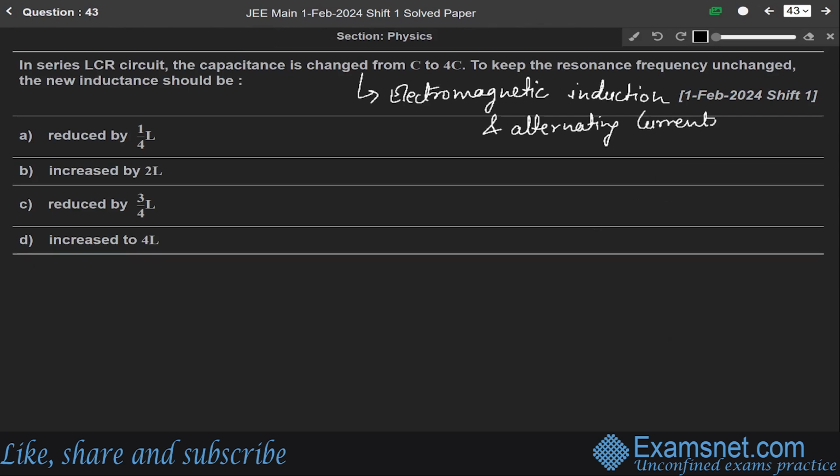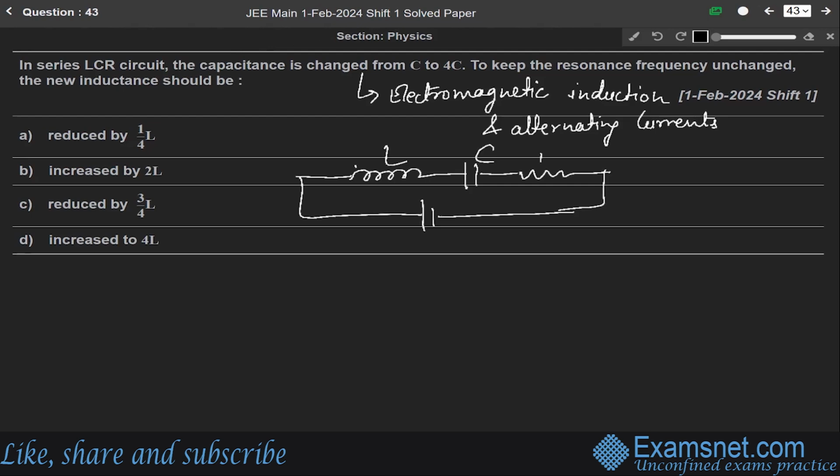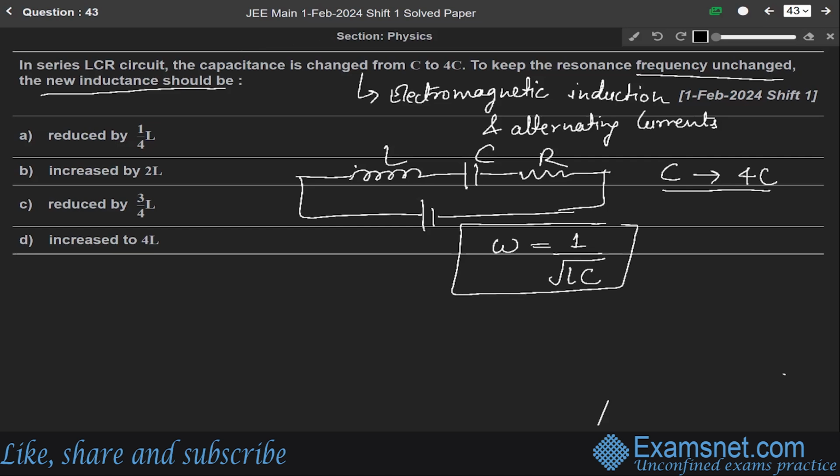According to this question, there is an LCR series circuit connected to a voltage V, and the capacitance is changed from C to 4C. At first the capacitance is C, then it is changed to 4C to keep the resonance frequency unchanged. Now the new inductance should be. We know that the resonance frequency omega is equal to 1 over under root LC. This is the common formula for finding the resonance frequency.